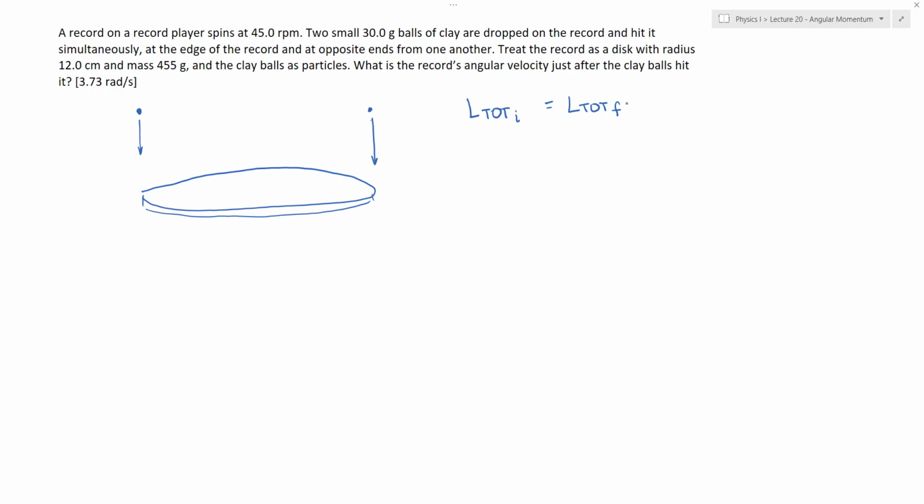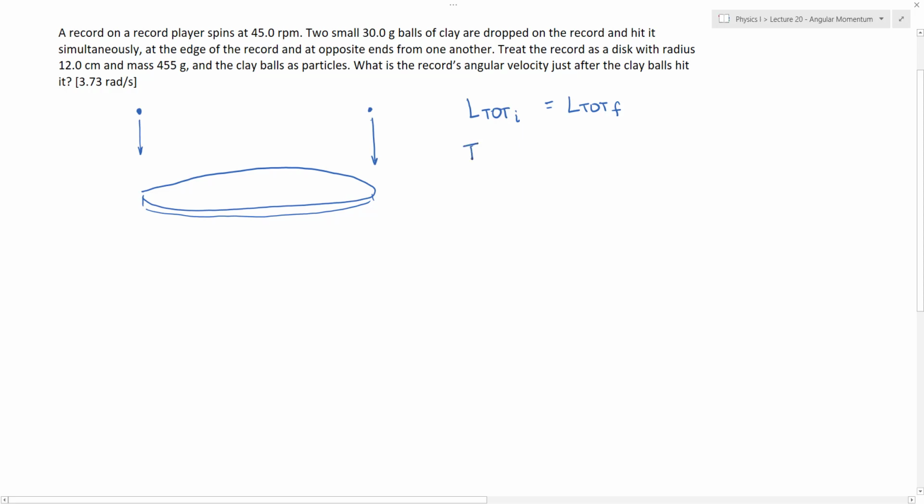If we think of this, the record is in 3D, so it's a little bit hard to draw, but if a ball of clay drops on top of a record, on top of a disc, it's not making the disc rotate in any way, right? There's no torque acting on the disc. So those balls of clay do not have angular momentum initially. So we're really just talking about the angular momentum of the disc itself, the record.